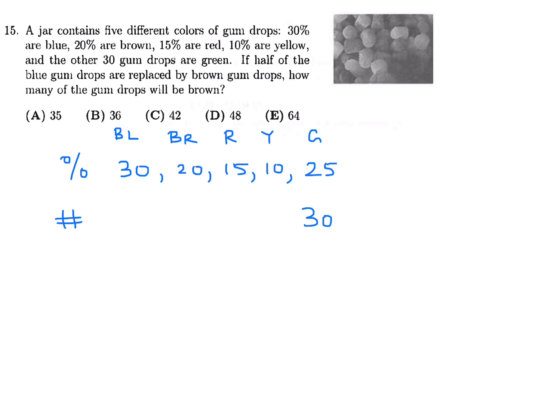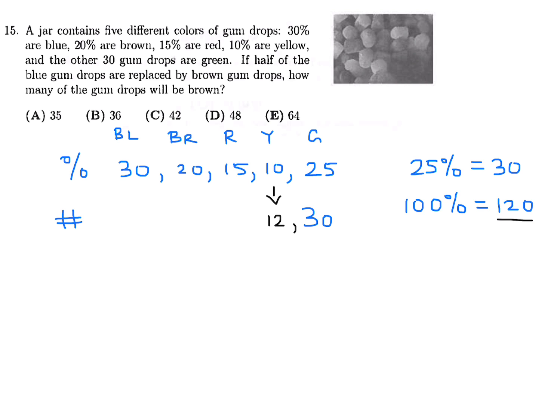Okay. So 25% represents 30 in terms of a number. So that means that 100% of all the gumdrops would represent 120, right? 4 times. And similarly, we can figure out the numbers for each of these. 10% would be 12, right?